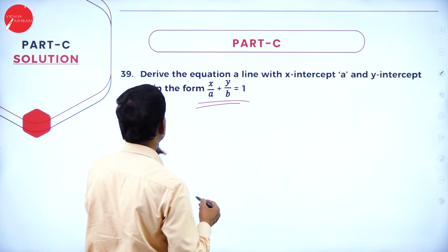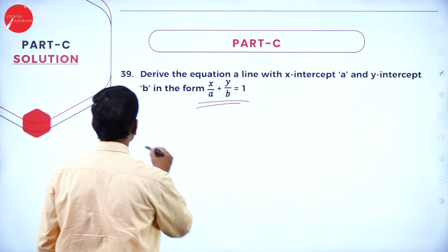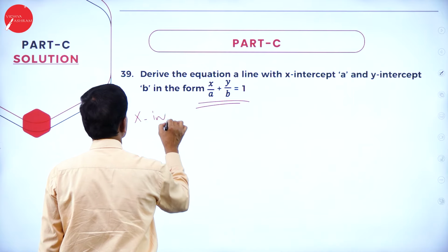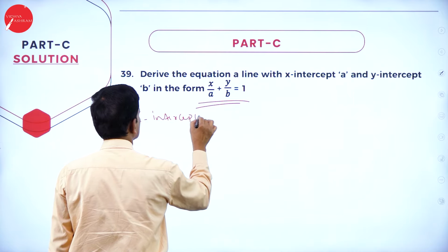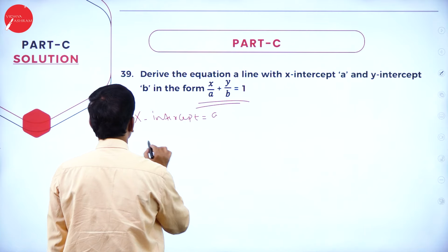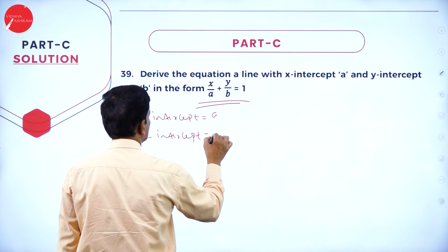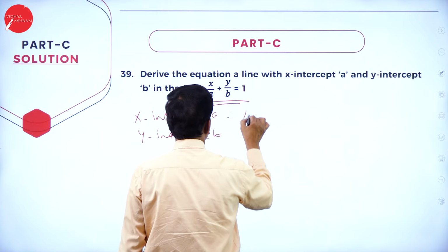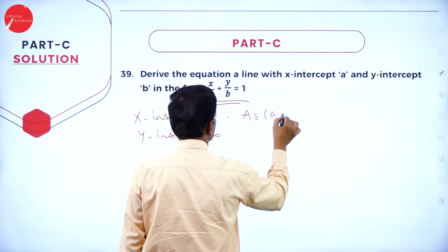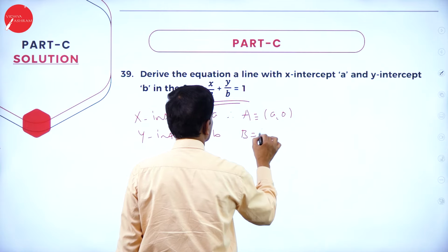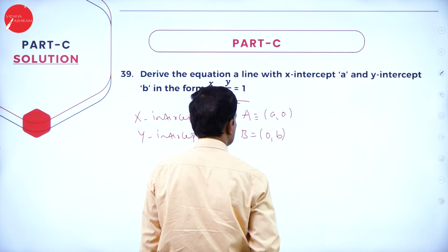Now, what is given? Derive the equation of a line with x intercept. What is given? X intercept is equal to A, and y intercept is equal to B. So, therefore, the coordinates of the point A is A comma 0, and the coordinates of the point B is 0 comma B.